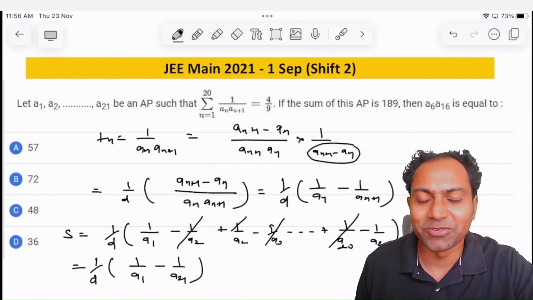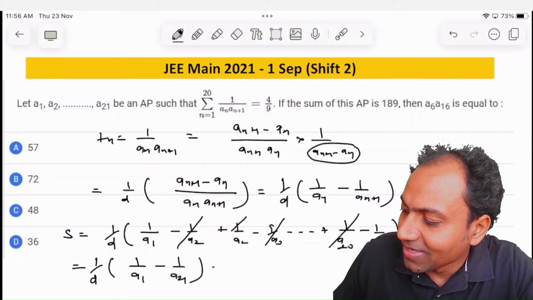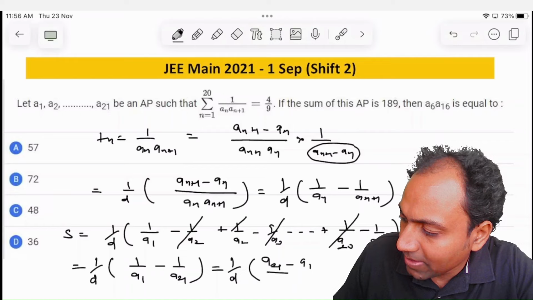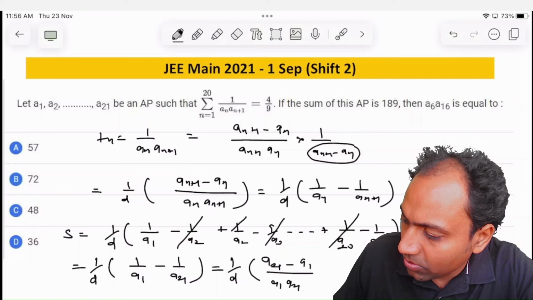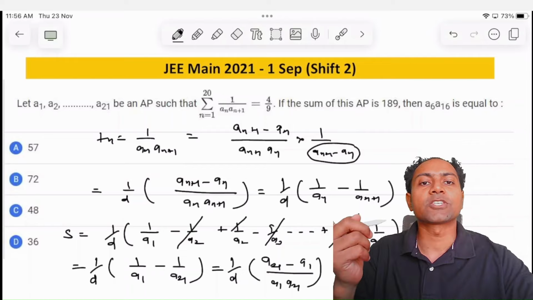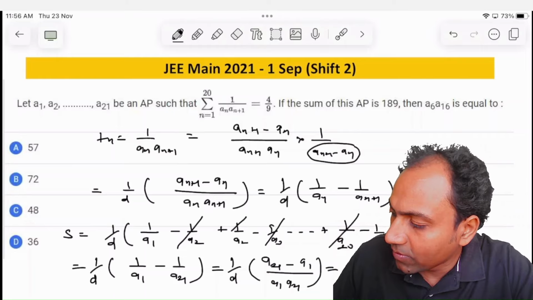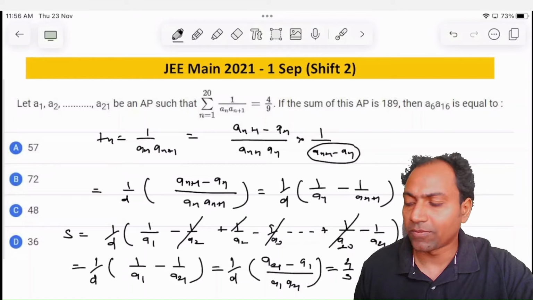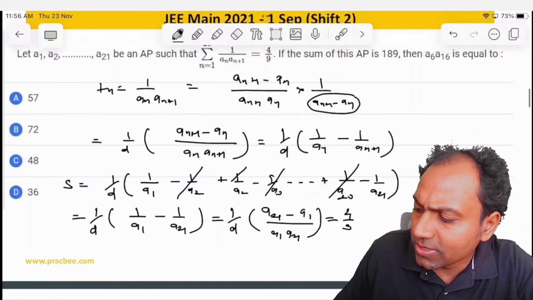And you should smile after looking into this, because now if I take LCM again, it becomes (a21 minus a1) by (a1 into a21), and they have given the value of this expression as 4 by 9. We can equate this to 4 by 9. Okay. So after doing this, the next step is quite simple.